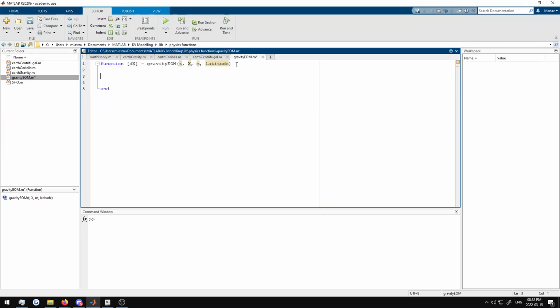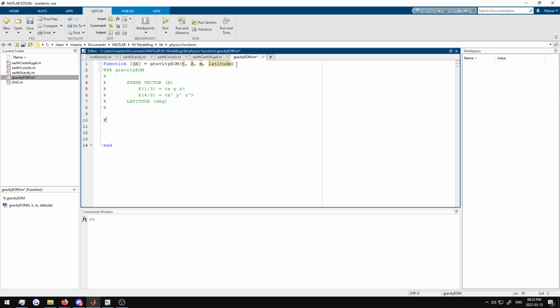All right, so let's just define some stuff here. We have our gravity EOM. Obviously we have our state vector, which is x. The first three of these are going to be our Cartesian coordinates, x, y, and z in our own coordinate frame. Next up we have 4 to 6, which, as I mentioned last time, are going to be our derivatives, x prime, y prime, z prime. And then finally we're going to have latitude, which is going to be defined in degrees.